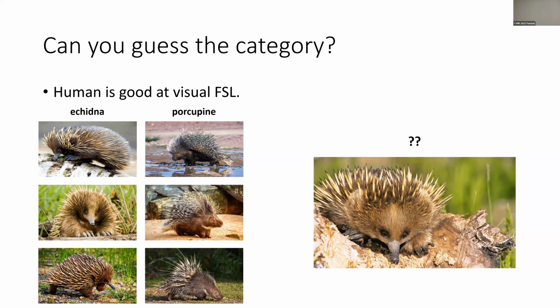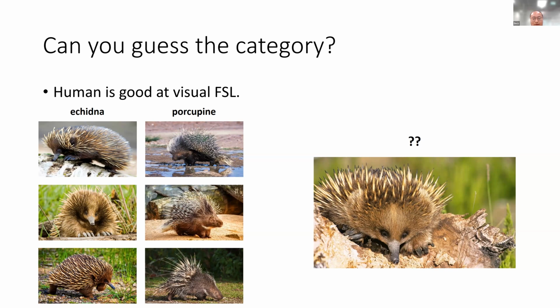I actually can't see anything from the side. Maybe Tim, can you tell me the answer? Most people voted echidna. Okay, great. These 2 animals are uncommon to most of us, but from the answer I got, we got the right answer. It is an echidna. So this is something about visual few-shot learning.